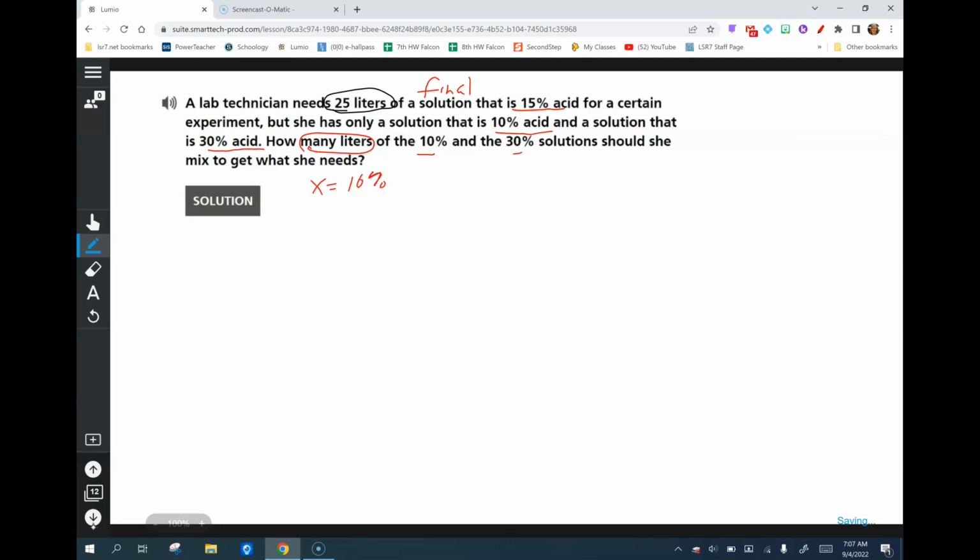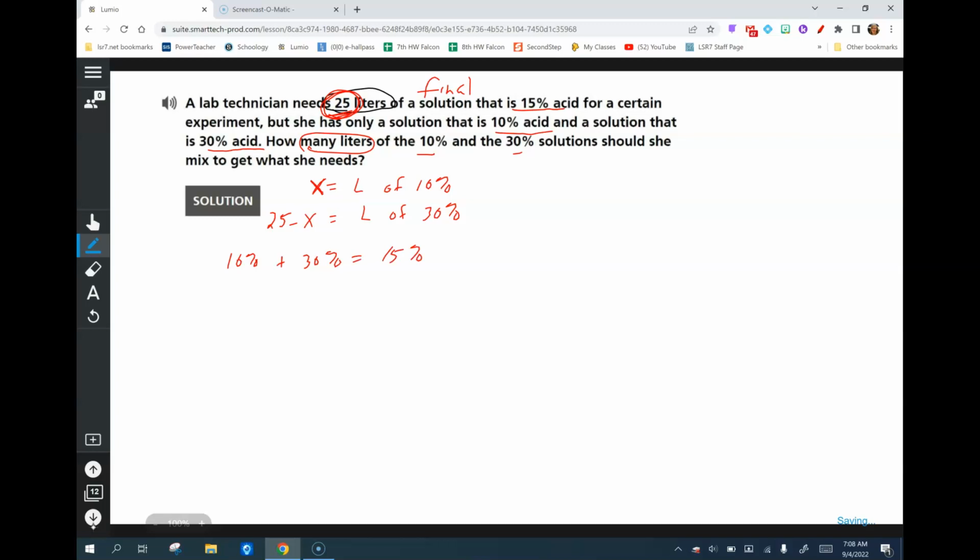10%. So I need to say liters of 10% Okay? And now what is my total solution? Okay? That's how many liters I need of the 30%. But I'm taking the total number of liters and subtracting off what I've already used, which is x. Okay? So what I'm doing is I'm taking a 10% once again, plus a 30% is going to give me my total of a 15%.